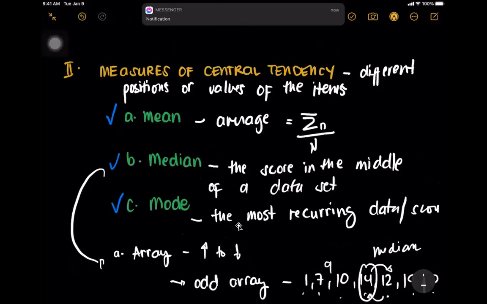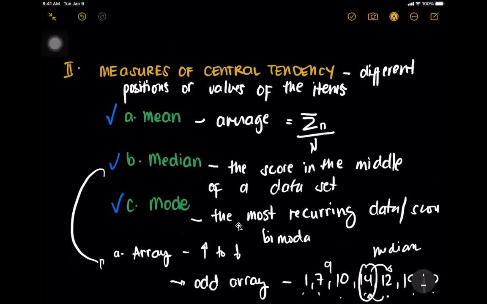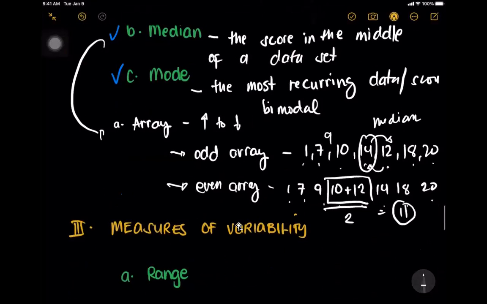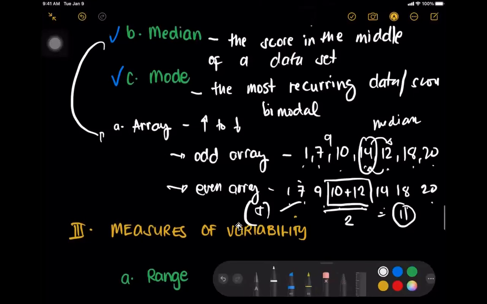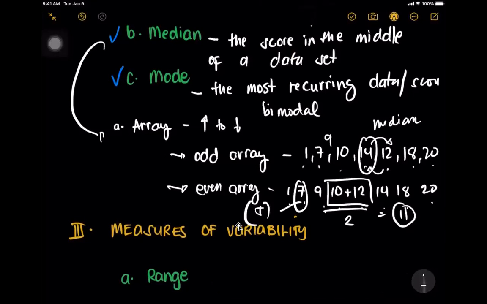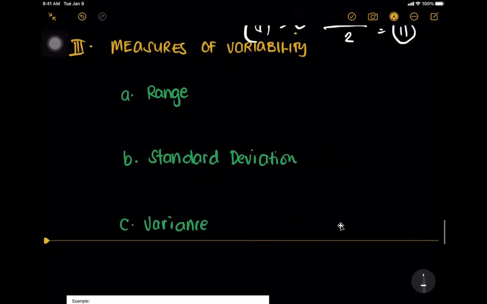So it could be bimodal. When you say bimodal, you have two modes, or it could be trimodal. So if there are, let's say, in our array, five number 7s, and the rest are less than five, then our mode is number 7. Now let's go to our measures of variability.